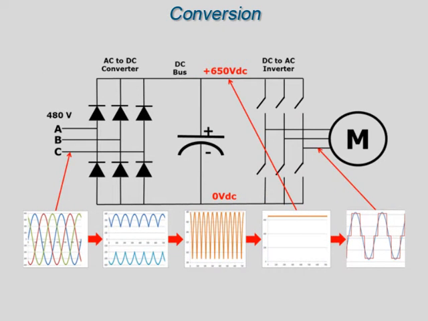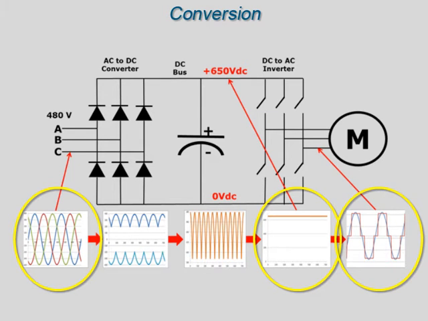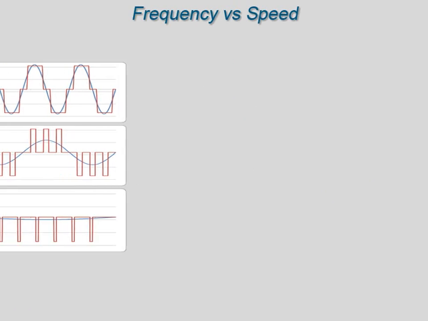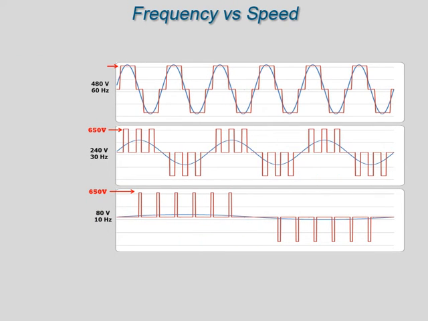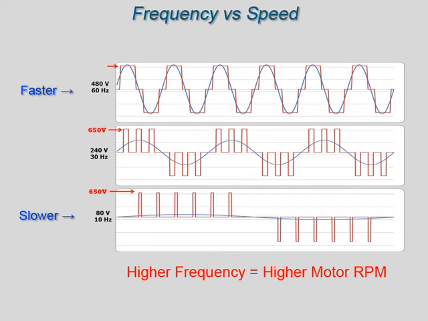In a VSD, line voltage and frequency, 480 volts AC and 60 Hz, are converted to a DC voltage and then reconverted, called inverting, to AC at a frequency and voltage necessary to drive the load at a desired speed. An AC motor speed is directly related to the frequency, so that the higher the frequency, the higher the RPM or speed of the motor.